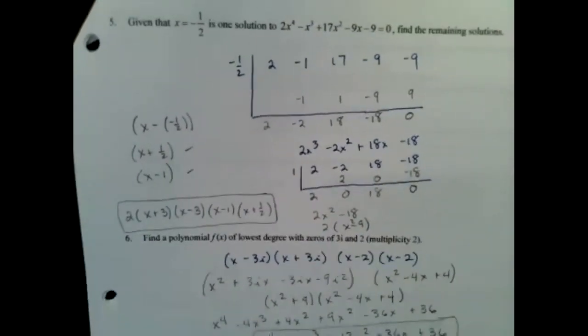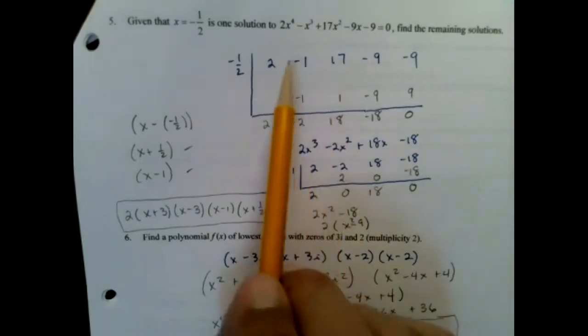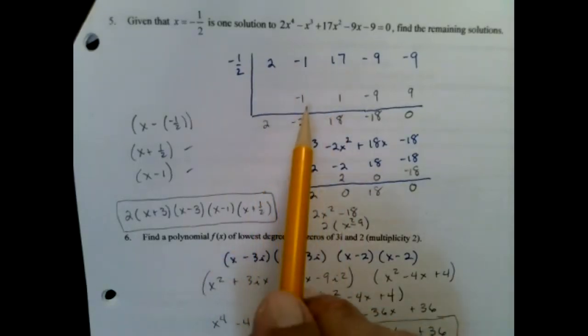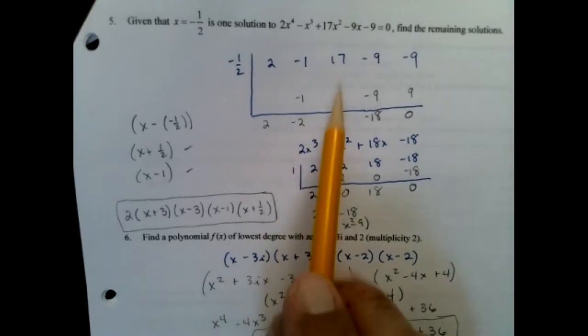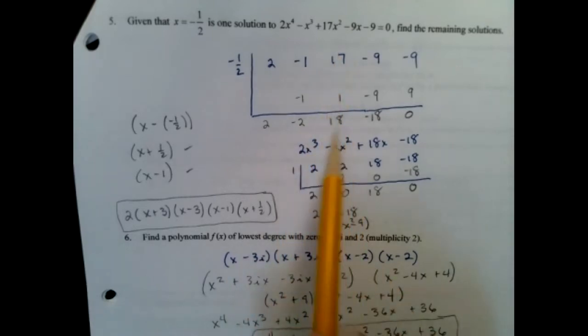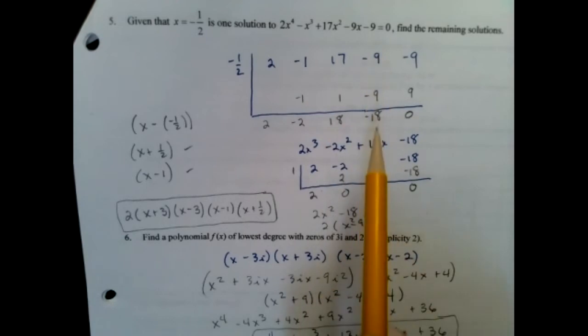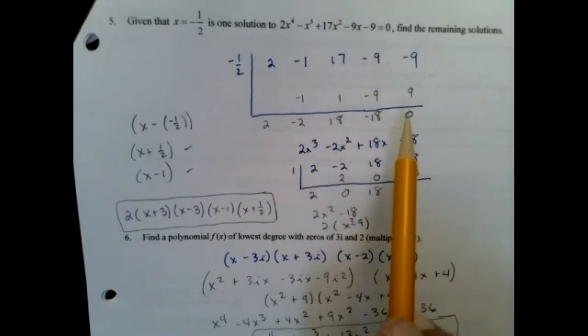All right, let's check it out. See what I have for number 5. I know negative 1/2 worked. Negative 2 times negative 1/2. Negative 18 times negative 1/2, 0. Good.